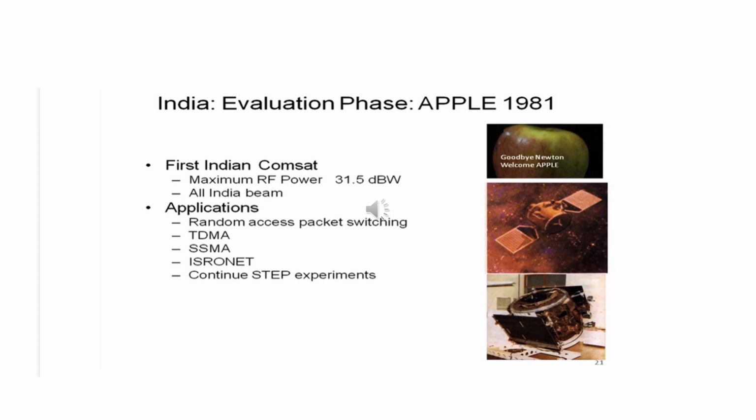So it was the year 1981 when India first made its own satellite, that is APPLE. This is the first Indian satellite communication system. It requires maximum RF power 31.5 dBW, with an all India beam. Its applications include random access packet switching, TDMA, SSMA, ISRONet, and a continuous step experiment.